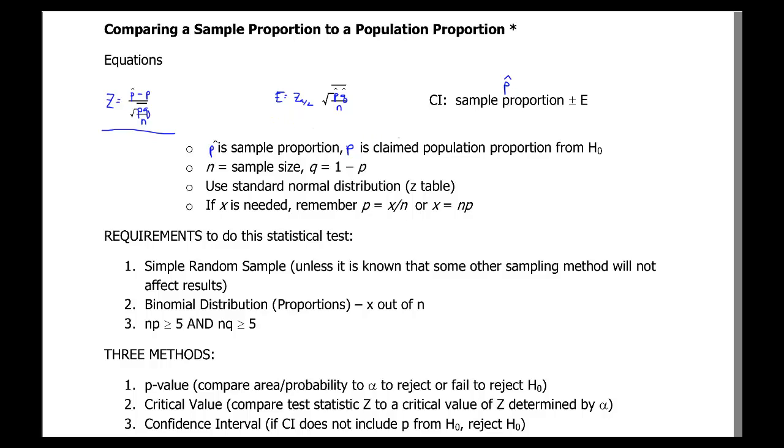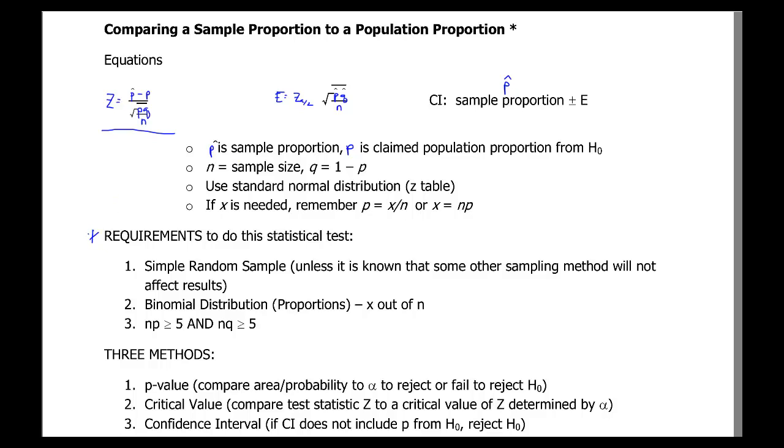So this method we've used before. The confidence interval, we just learned that, and we know about z-scores and areas. So again, this is just applying what we've learned to a new type of problem.